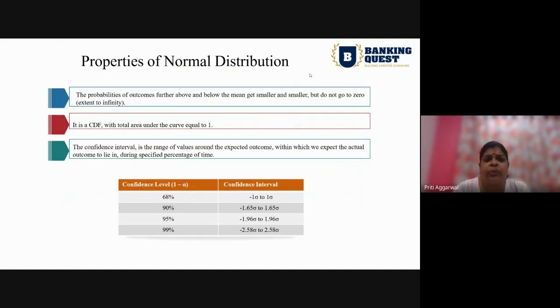Generally, the properties of the normal distribution are that we are all aware that the probability of outcomes further above and below the mean gets smaller and smaller, but does not go to zero. Friends, this is something we have to always remember. It extends to infinity. I had earlier also drawn this. I am drawing it n number of times.